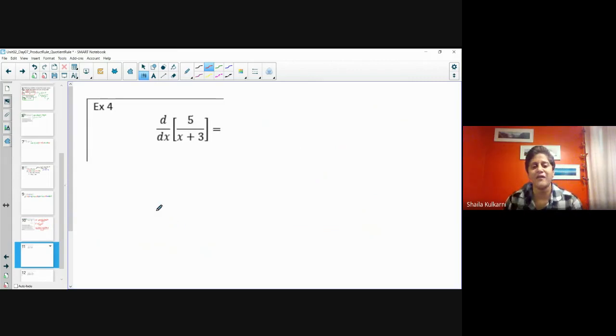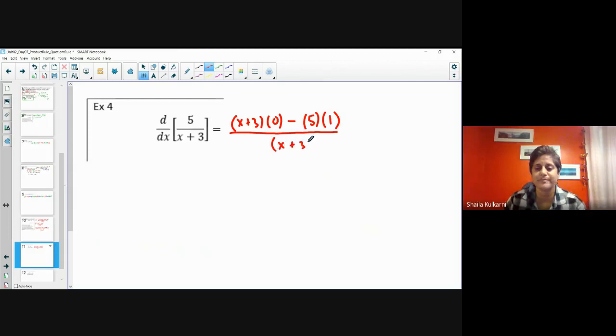Oh, I have 5 divided by x plus 3, and I'm being told take the derivative of that. All right, so low d high, the derivative of the numerator, minus high d low, the derivative of the denominator, which is just 1, because the derivative of 1x is 1. The derivative of any number is 0, all over the original denominator squared.